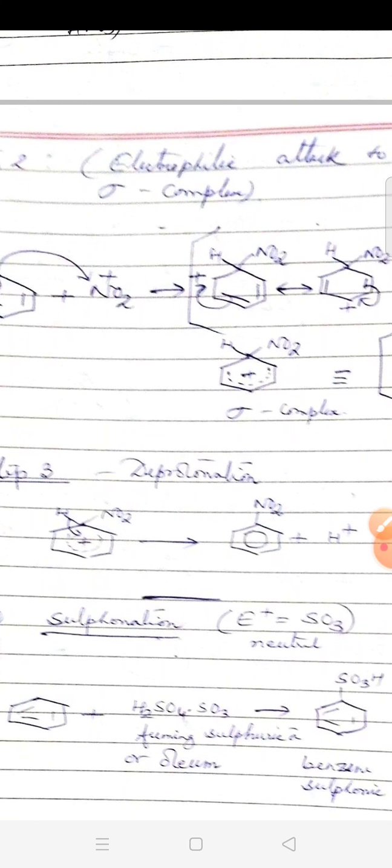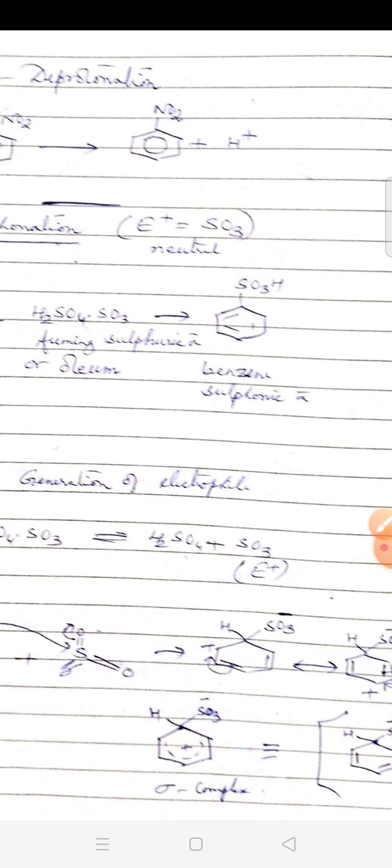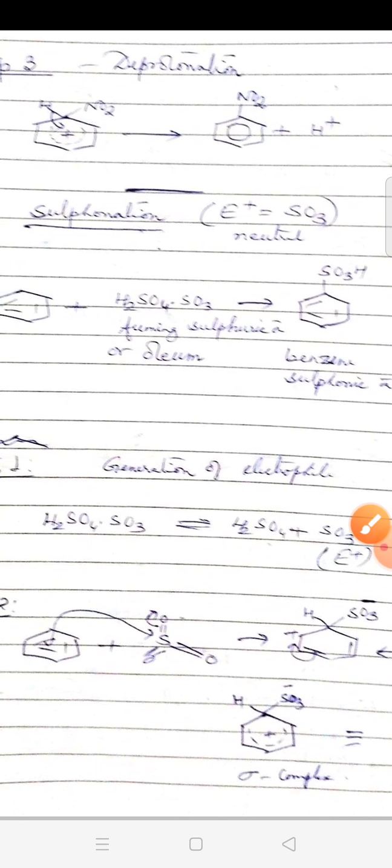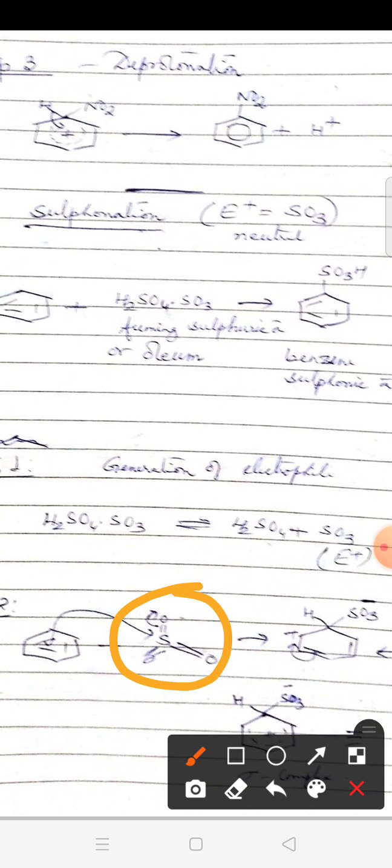In the sulfonation reaction, as I said, it is slightly different because your electrophile is a neutral electrophile here. So H2SO4.SO3 simply dissociates to give you H2SO4 and SO3, which is the neutral electrophile. The structure of SO3 is written here. You can see S with 3 double bonds with oxygen. The hybridization of this S is sp2, and you can see its octet is not satisfied.